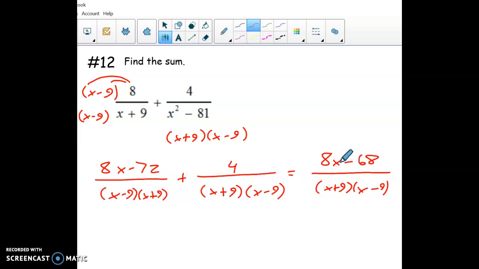All right, and we could see if this factors and cancels with the bottom, but I mean, the best we're going to be able to pull out definitely is not divisible by 8, so there's no way we're going to get 1x or whatever. So it's not going to cancel any further, and that's our final answer.